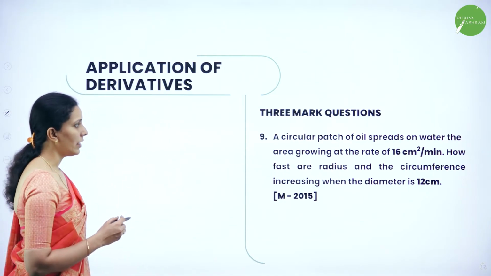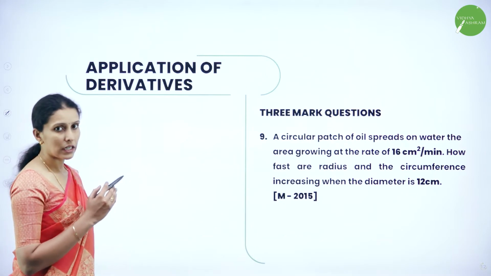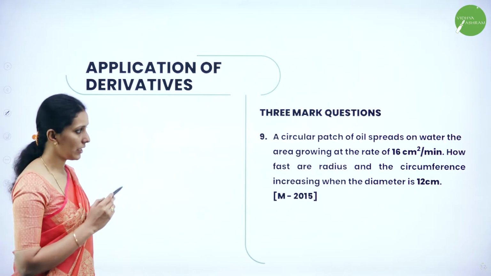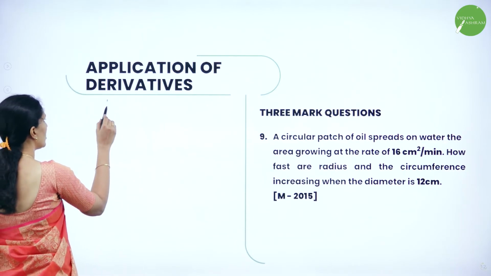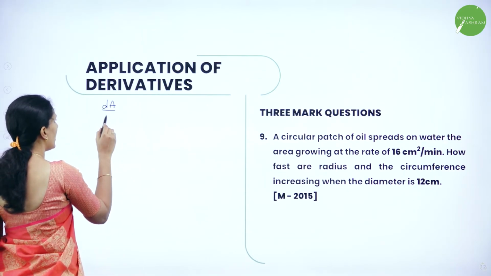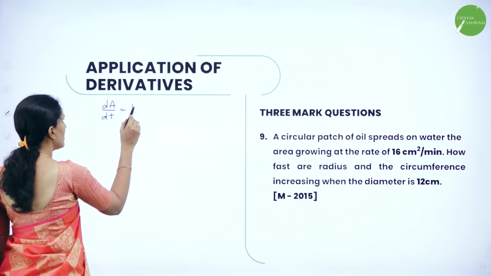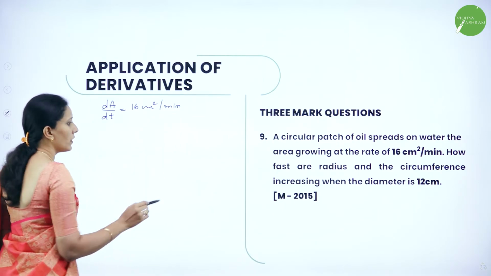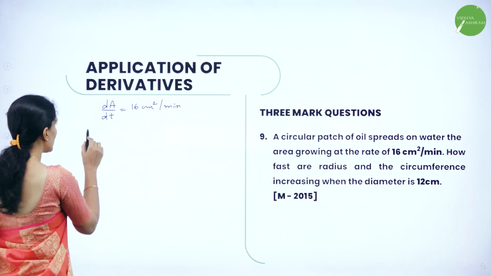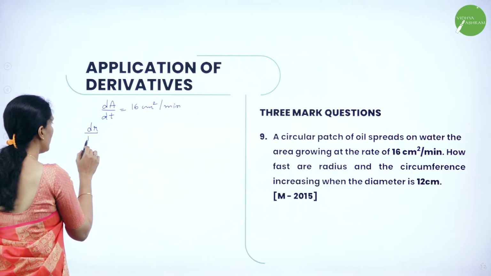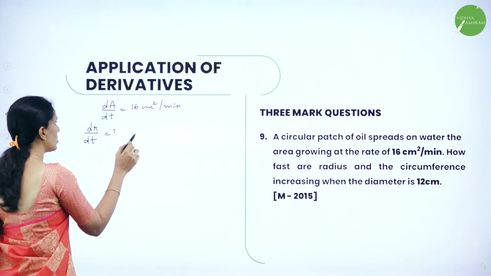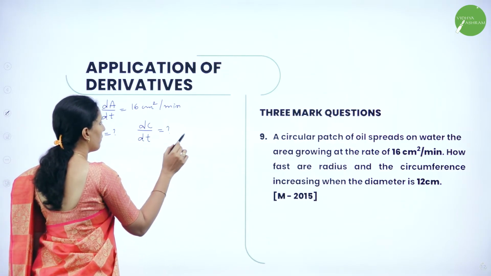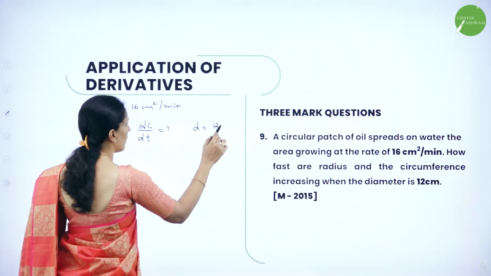They have given that the area of the circular patch of oil increases at the rate of 16 centimeter square per minute. That is the change in area, so dA by dt is given as 16 centimeter square per minute. Now we need to find the change in radius, that is dr by dt, and the change in circumference, that is dc by dt, when the diameter is equal to 12 centimeter.